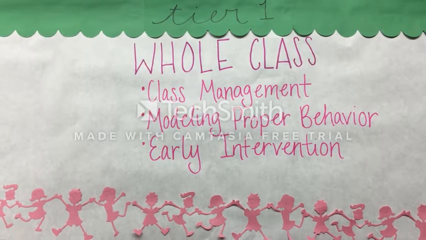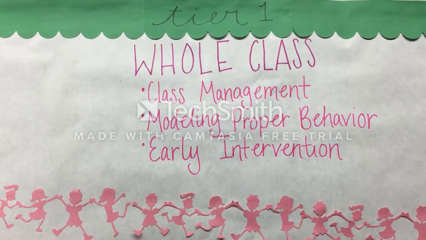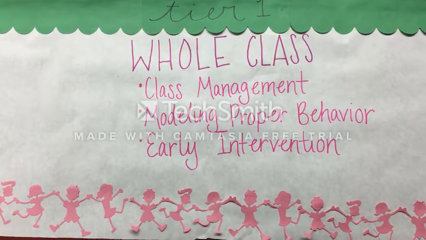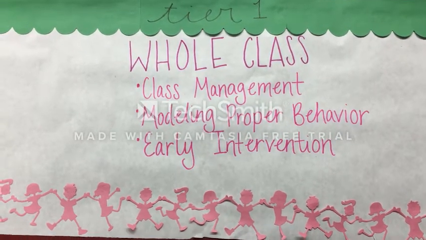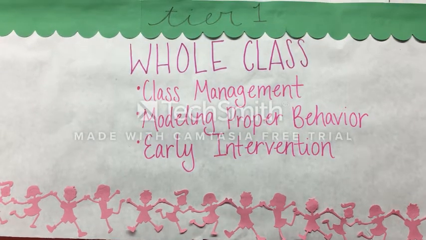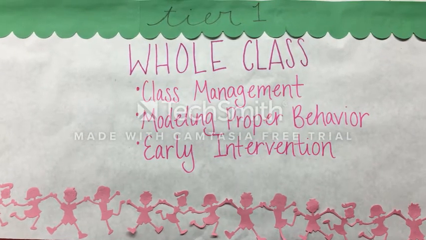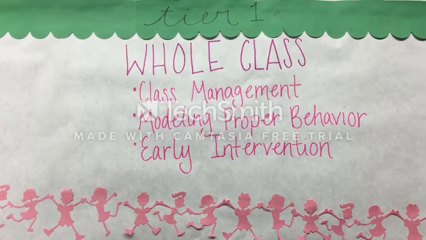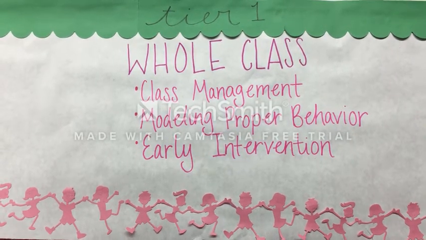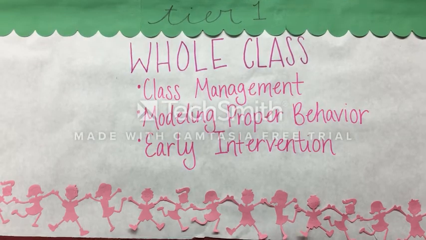You want to increase positive behaviors by including classroom rules or classroom expectations for your students. And you put this into place by teaching, modeling, practicing, and observing how your students respond to these instructions. You want early interventions to catch anything early, and you want to make sure you model these proper behaviors along with having good class management.